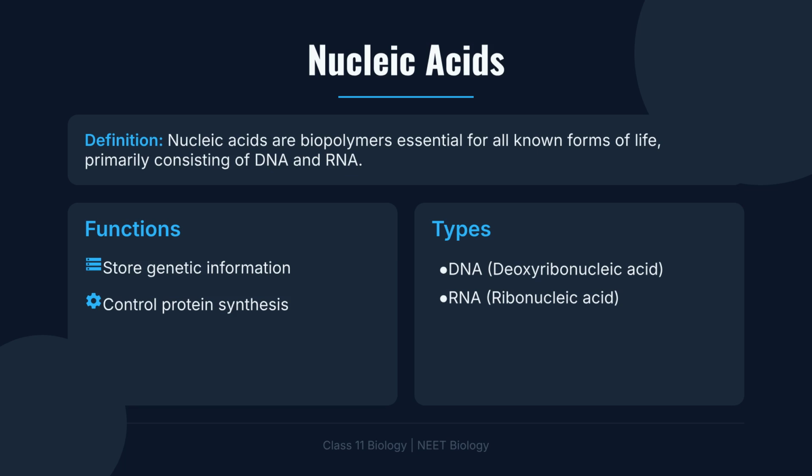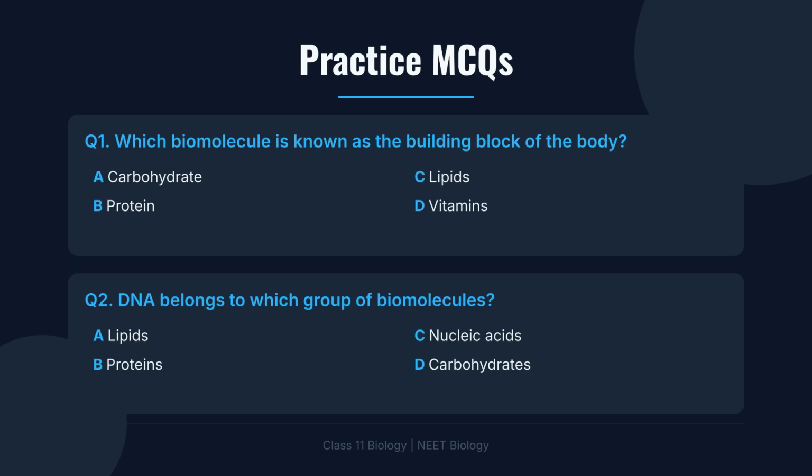DNA stores genetic information and passes it from parents to offspring. RNA helps in the synthesis of proteins based on the information stored in DNA. Without nucleic acids, cells would not know how to grow, divide, or perform their functions.